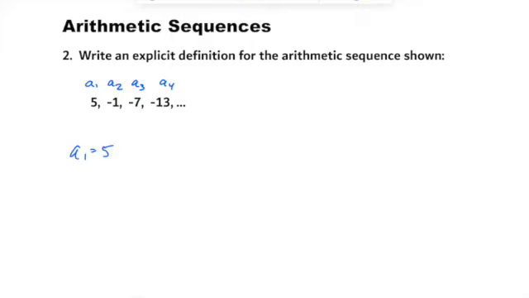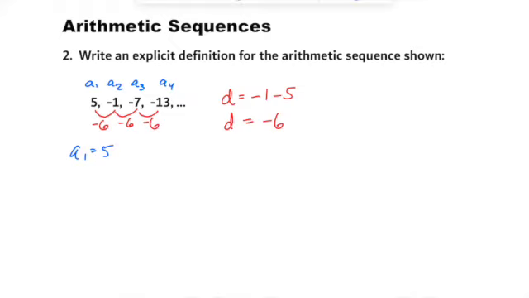and the d, the common difference, is what is this going up or down by each time? And 5 to negative 1, that goes down by 6. Negative 1 to negative 7, that goes down by 6. Negative 7 to negative 13, that goes down by 6. And if you ever can't just see it and do it in your head, it's called a difference, because you take any term and you subtract the previous term. So negative 1 minus 5, and you'll get that negative 6 there.